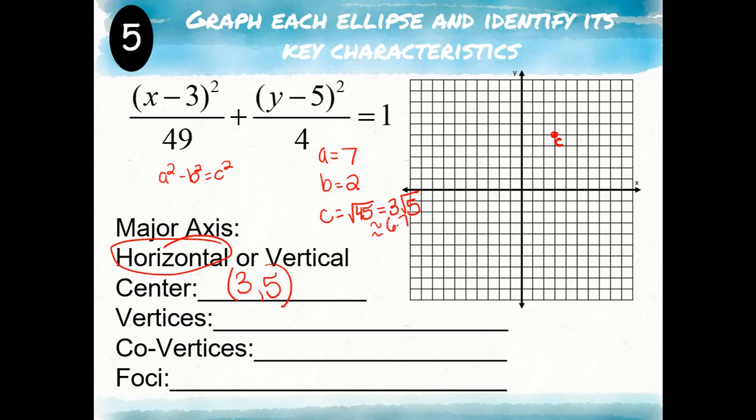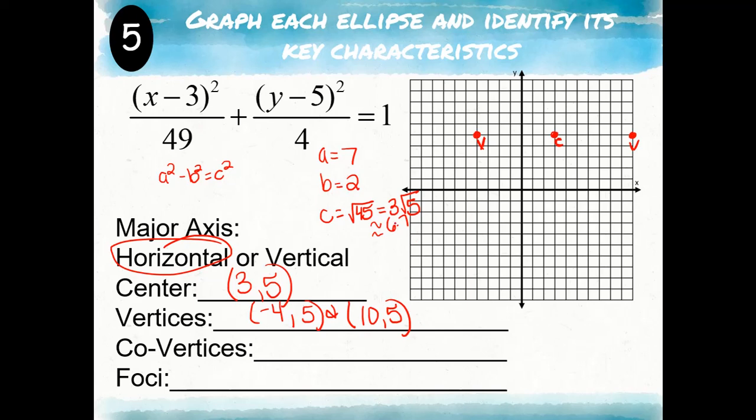So let's go ahead and find our vertices. Now remember, this is a horizontal ellipse, with the larger denominator under the x, so I'm going to go 7 left and right from my center. 1, 2, 3, 4, 5, 6, 7. 1, 2, 3, 4, 5, 6, 7. These are my vertices. Those ordered pairs, we can label them: (-4, 5) and (10, 5). That's what that looks like.